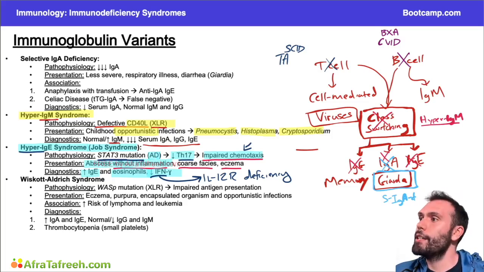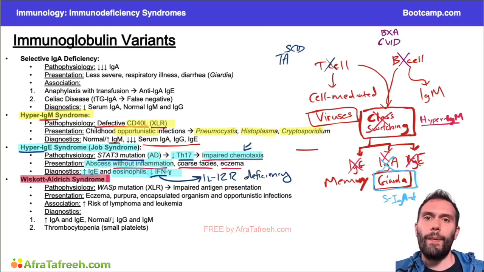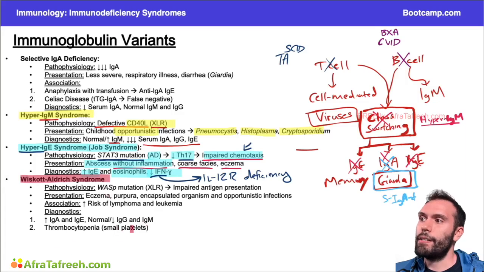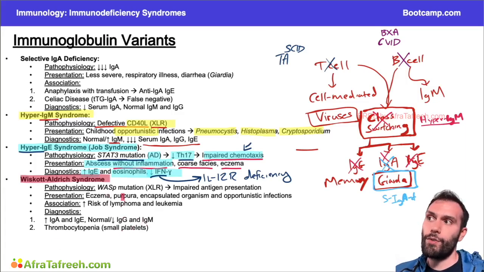Now, the last one on here is going to be Wiskott-Aldrich syndrome. This disease in particular, we'll talk more about when we talk about the hematology oncology, because it relates to that section in that there's an involvement of the platelets. But when we're comparing some of these different diseases, this one comes up because it can be easily confused for some of the other ones on here.